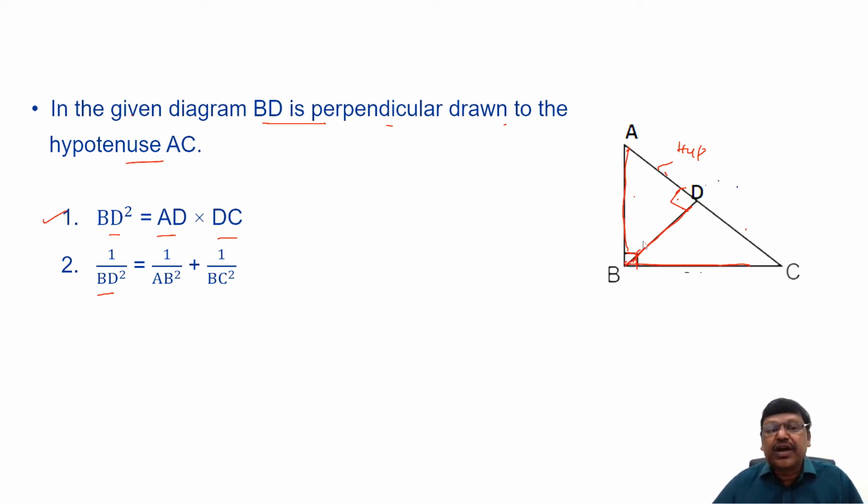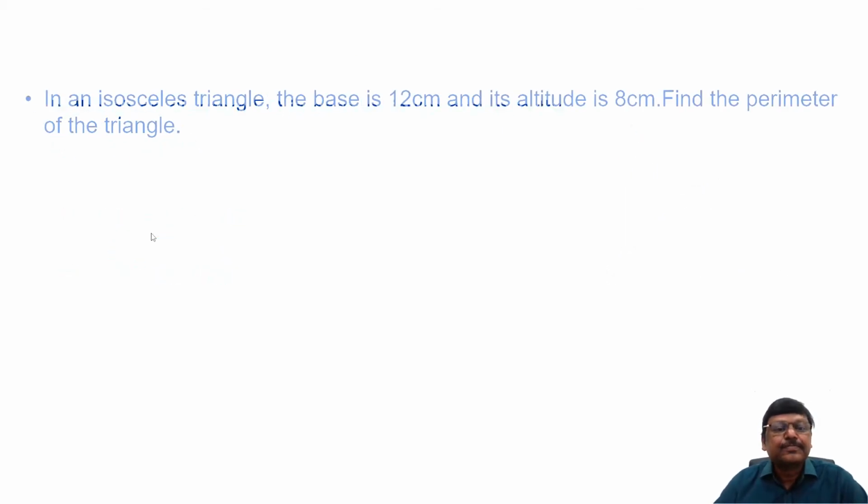The altitude or height, both are one and the same. Whether you write altitude or you say height, both are the same. Drawn to the hypotenuse, we have these special properties, right? Now let's solve a couple of questions on this.